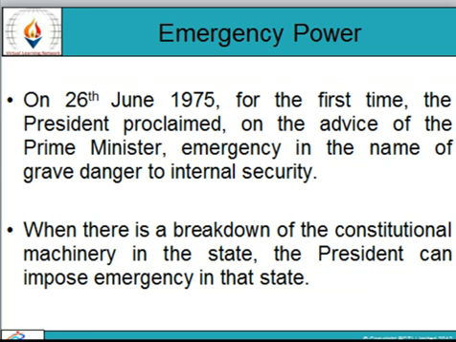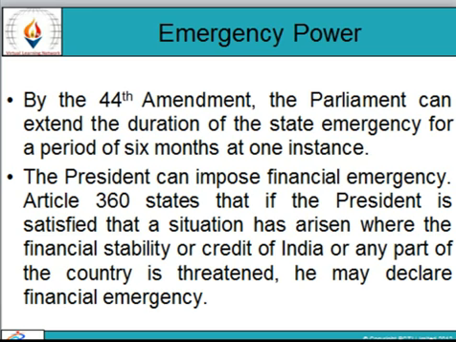On 26 June 1975, for the first time, the President proclaimed, on the advice of the Prime Minister, emergency in the name of grave danger to internal security. When there is a breakdown of the constitutional machinery in the state, the President can impose emergency in the state. By the 44th Amendment, the Parliament can extend the duration of the state emergency for a period of 6 months at one instance.